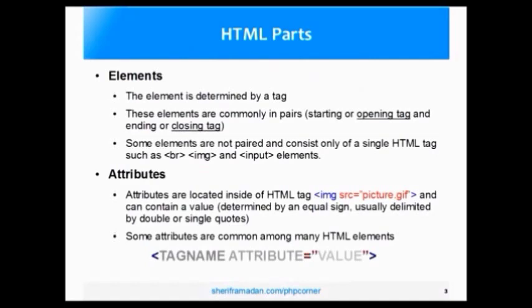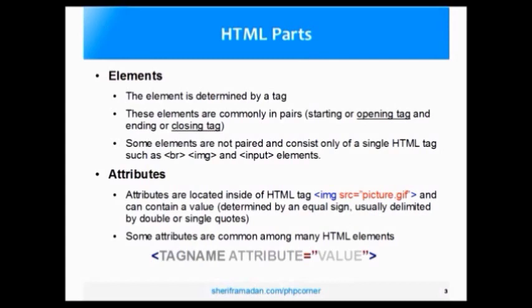If you take a look at some of the different parts that make up HTML, like its elements, for example, we know that they're determined by tags. So these elements, they're commonly found in pairs, and they start with the opening tag and closing tag. Some of these elements are not necessarily paired, as we noticed before with the image tag, for example. And if we take a look at some of the things that can go inside of that particular tag, we can actually have one or more attributes, and these attributes are placed within the angled brackets that enclose that tag.